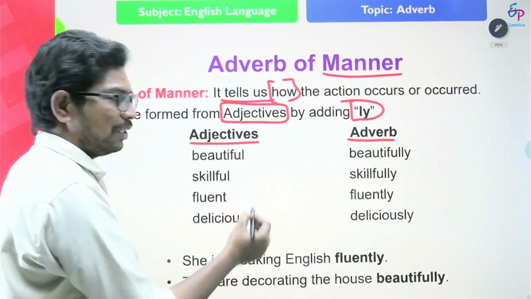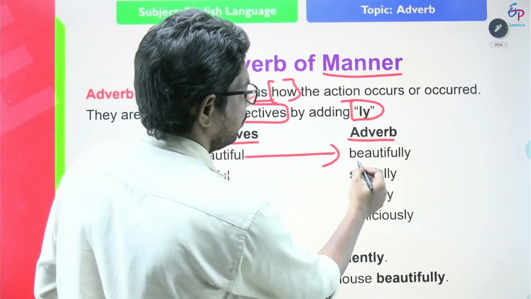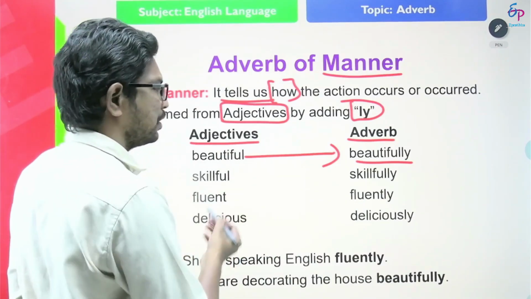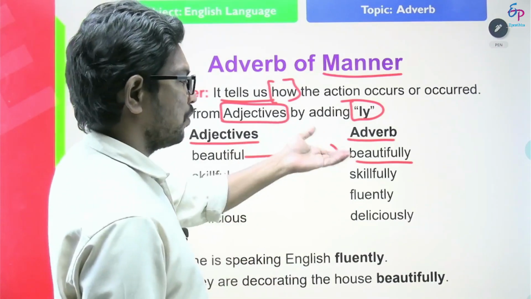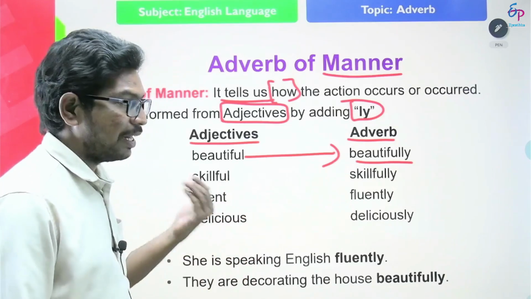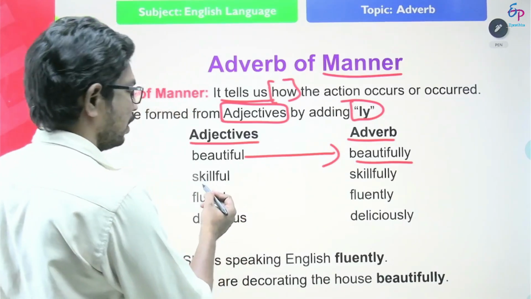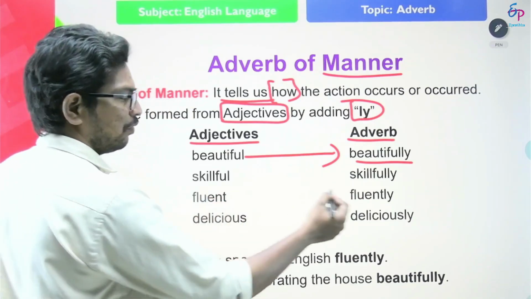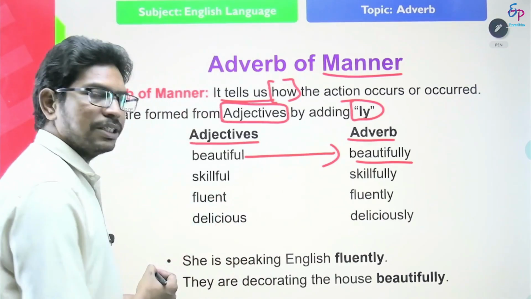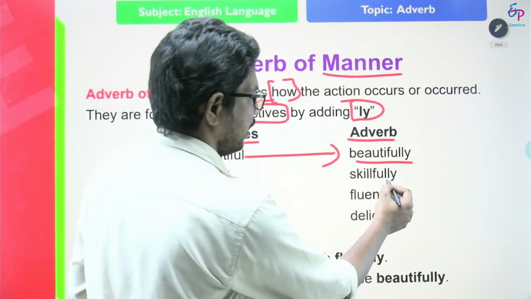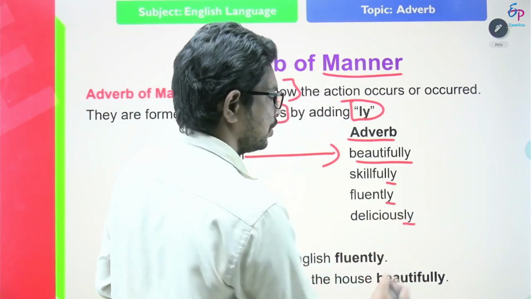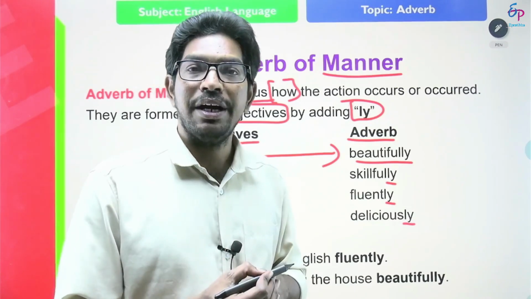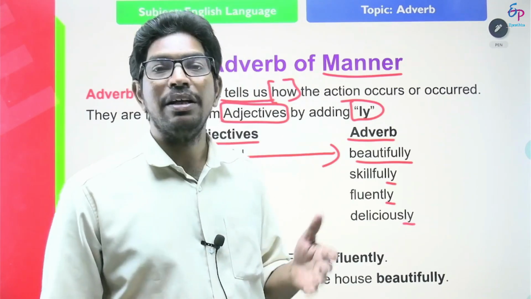So when we add ly to this, it will become an adverb. Beautifully. Beautiful is an adjective. Adverb of manner is formed from the word beautiful by adding ly: beautifully. Skillful, skillfully. Fluent, fluently. Delicious, deliciously. By adding ly to an adjective, it will become an adverb. Most of the adverbs of manner are formed by adding ly to adjectives.